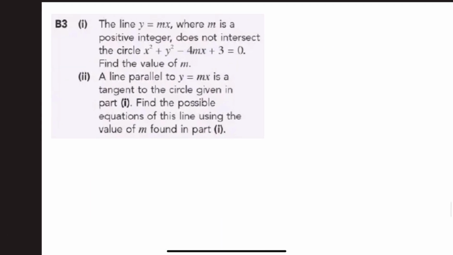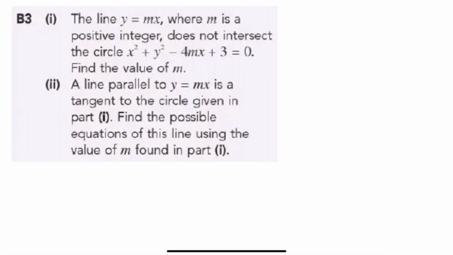Question 3 here. I have this line y equals mx, whereby m is a positive integer and does not intersect the circle. For a line to not intersect the circle, it means that when I sub the equation of the line into the equation of the circle, I should have no real roots. Meaning that when I sub this in, I'll get a quadratic equation. This quadratic equation should have no real roots, which means that the discriminant should be less than 0. So how to work that out?